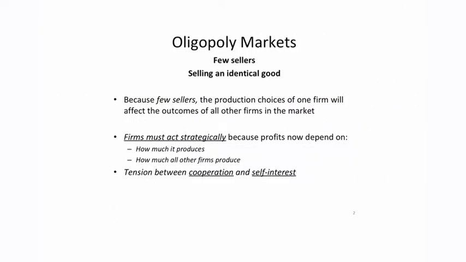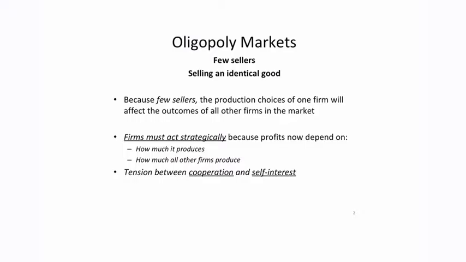Oligopoly is a type of market structure that has slightly more competition than a monopoly, but slightly less competition than perfect competition. In an oligopoly, we have a small number of firms, sometimes two, sometimes three, and they are selling an identical good. For the firms to reach the optimal point of production, they must work strategically together and cooperate or collude to reach the monopoly outcome.